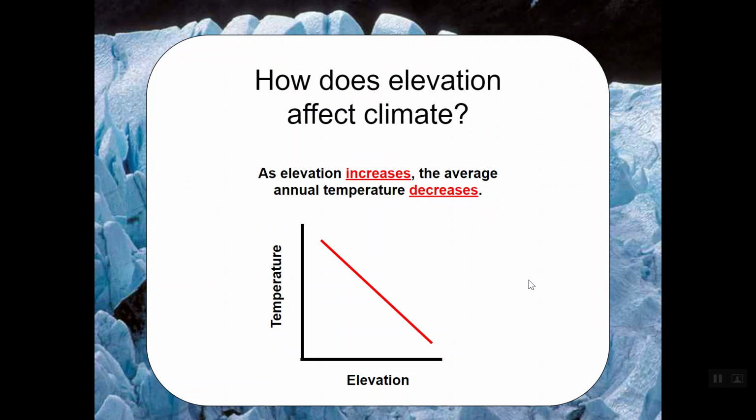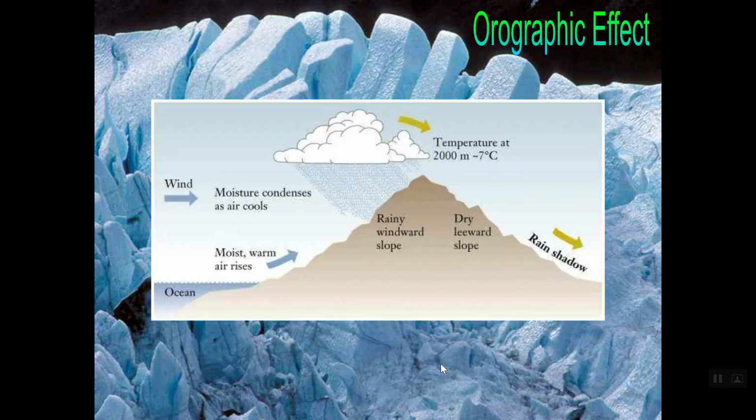So how does elevation affect climate? As the elevation increases, the average annual temperature decreases. As we go higher up the mountain, the temperature goes down.